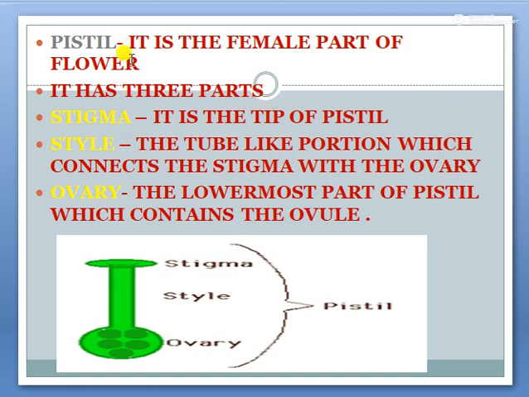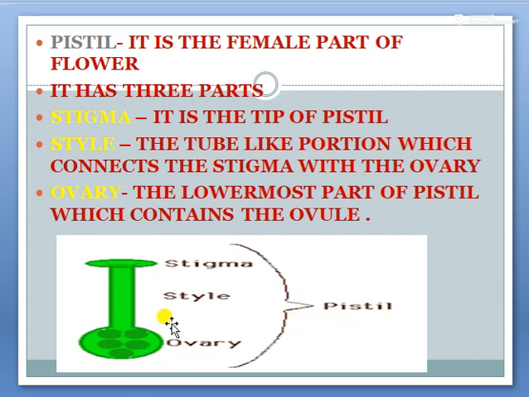Now the next portion is the pistil. It is the innermost part of the flower. When you remove all the other parts, you will easily be able to notice the pistil, and it is the female part of the flower. It again has three parts: stigma, style and ovary. The topmost portion is known as the stigma. The tube-like structure which connects the stigma to the ovary is known as the style, and the lowermost portion of the pistil is known as the ovary. All these three parts together are called the pistil.